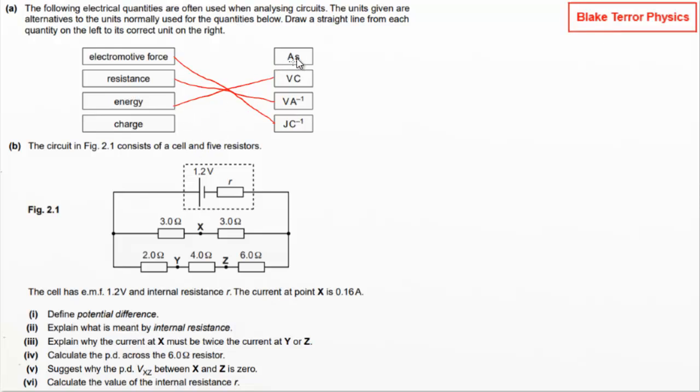Well, it is. We know that amps, our current, is our rate of flow of charge. So if we take current and multiply it by time, we're going to get charge. So a nice symmetrical pattern they've given us there. That's the first bit.